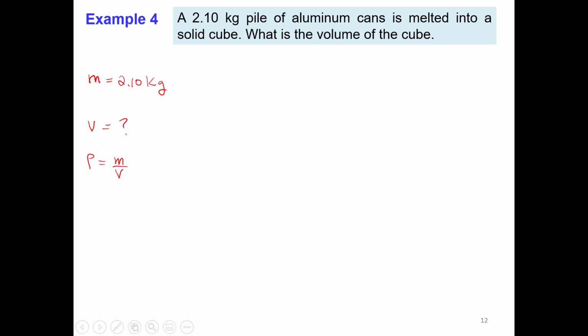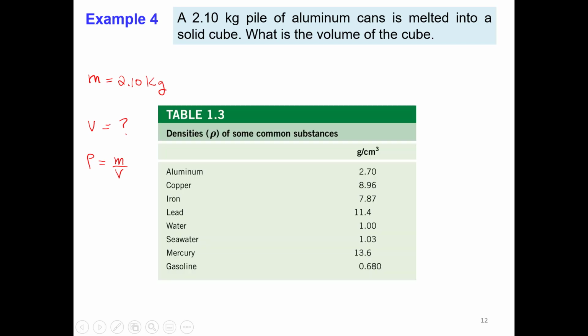We don't know the volume, but here we also don't know the density. If we have two variables that we don't know, then we cannot solve the equation. But we need to read the problem carefully again, and if we read carefully, we had aluminum cans. This is giving the information about the material of the cans. And if we know the material, we know the density, because the density identifies what kind of material we have. Then if it's aluminum, we need to check the density of aluminum. If we check this table, which is in your book, we see the density of aluminum is 2.70 grams per cubic centimeter.